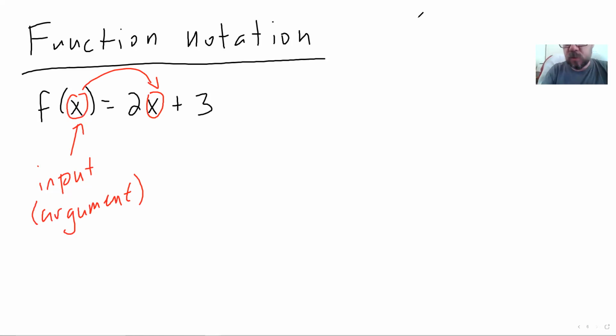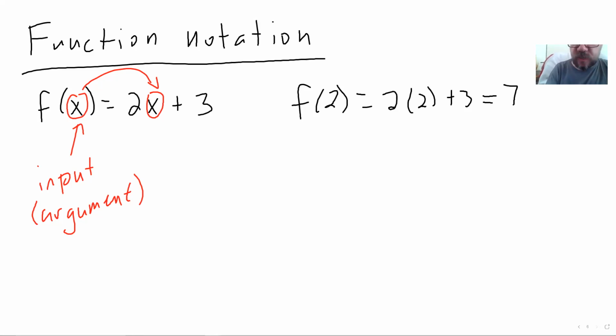So for instance, I might say f of 2 to specify that when I put 2 into f, I get, well, what's 2 times 2 plus 3? Oops, that last one shouldn't have parentheses there. I didn't mean that. It is 7. So I would say this, f of 2 equals 7. This tells me that here's the thing I put in, here's the thing that I got out.